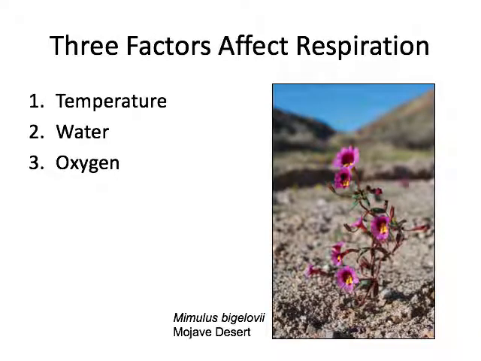There are three factors that can affect the respiration of a plant. The first is temperature. If it's too hot or too cold, this can make enzymes work incorrectly or inefficiently. Number two is water. Respiration rates are typically faster if there is more water in the system because water is the medium in which enzymatic reactions take place. And lastly is oxygen. We're talking about aerobic respiration here, which requires oxygen in order to generate ATP.